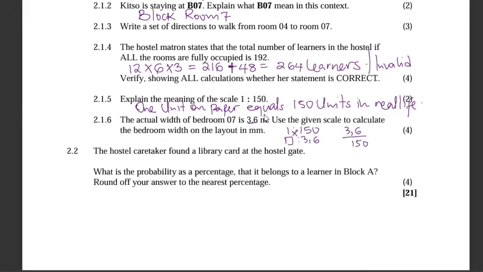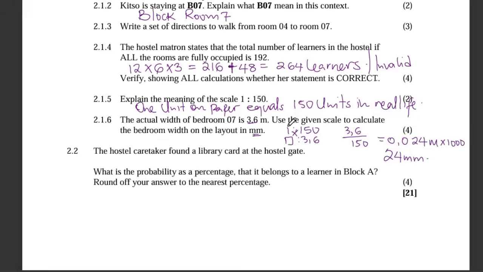So 3.6 divided by 150. You get your answer as 0.024. These are meters. We want them to be millimeters. What do we do? Multiply by 1,000. And the answer became 24 millimeters. That's what it simply means.